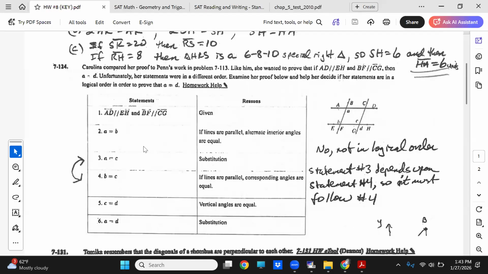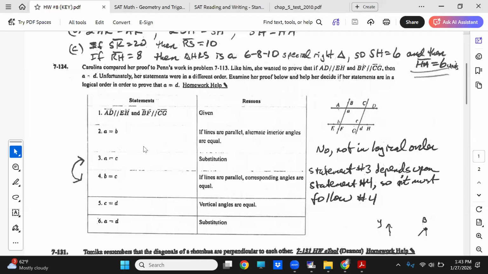So also I know C is the same as D, right? Those are vertical angles. So it's kind of this chain reaction. A is the same as B is the same as C, so A is the same as C. C is the same as D, therefore A is the same as D. So you're doing all this substitution. A is the same as B, we know alternate angles. A is the same as C.